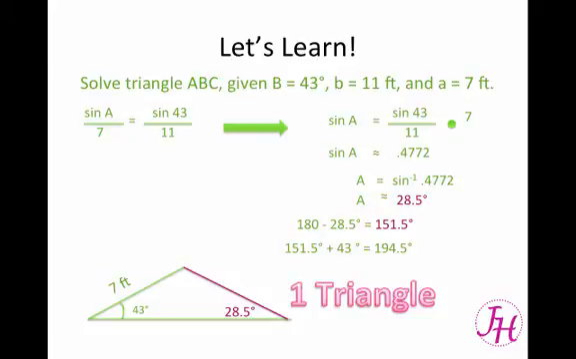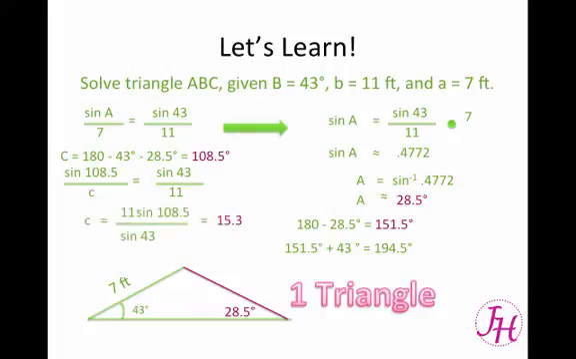And then we solve for the rest of the missing pieces. So 180 minus these two angles gives us 108.5 degrees. And then we can set up our law of sines using that 108.5 to find side C. So our answers are 28.5, 108.5, and 15.3.